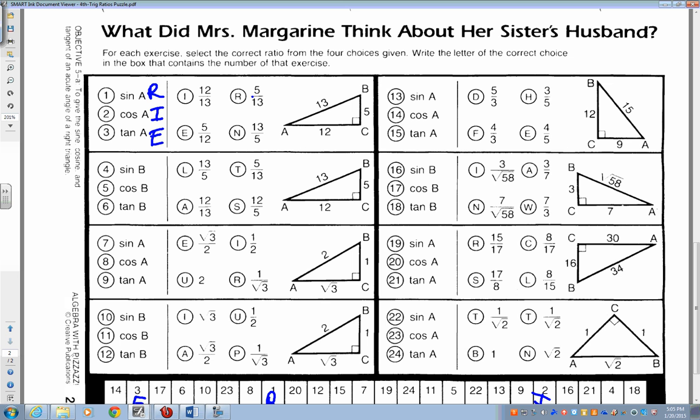So, I asked you to remember the little acronym for your trig functions, which is SOH CAH TOA. S is for sine, and that is opposite over hypotenuse, so that's your SOH. CAH, C is for cosine, adjacent over hypotenuse, and TOA, tangent is opposite over adjacent. And everything's in relation to the given angle.